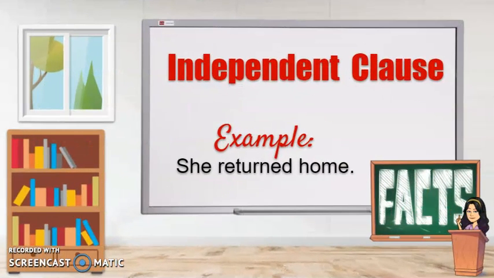Let's define independent clauses. An independent clause is the main clause in a sentence. It is also a sentence by itself, thus independent. If you're independent, you don't need anyone. Let's look at the example of independent clause. She returned home. Complete sentence, complete thought, and can stand on its own.